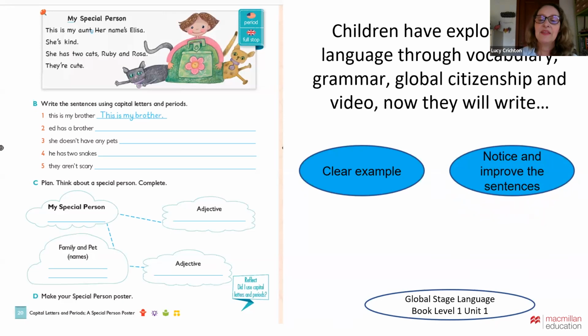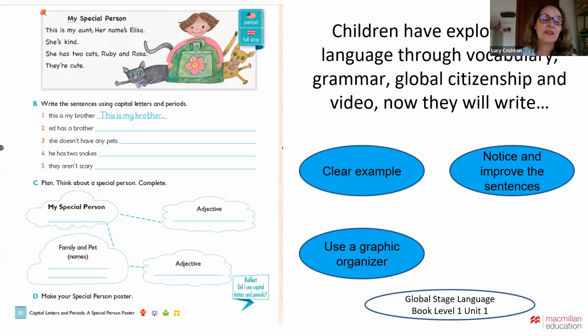Then they're going to work with the graphic organizer, right, to think about their special person and think about adjectives connected to those people so they can use that in the text. And then finally, they're going to make their special person poster, yeah?